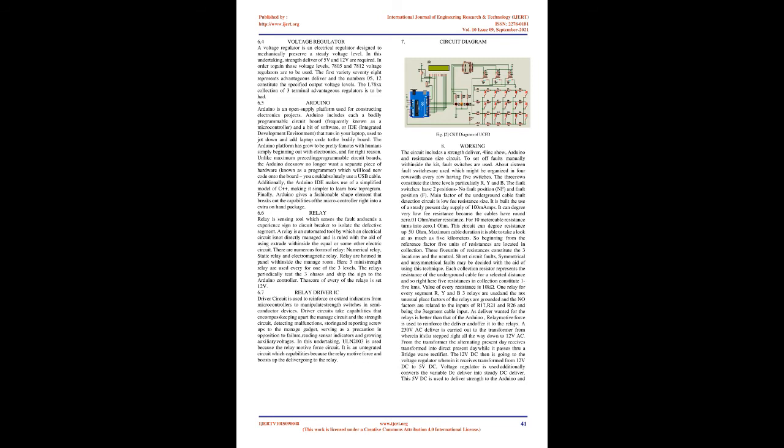Voltage regulator. A voltage regulator is an electrical regulator designed to automatically preserve a steady voltage level. In this project, power supplies of 5V and 12V are required. In order to obtain those voltage levels, 7805 and 7812 voltage regulators are to be used. The first number 78 represents positive supply and the numbers 05 and 12 represent the specified output voltage levels. The L78XX series of 3-terminal positive regulators is available.